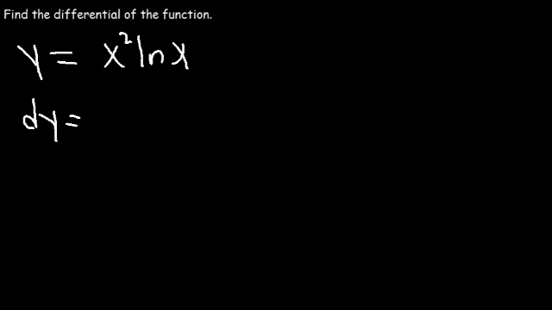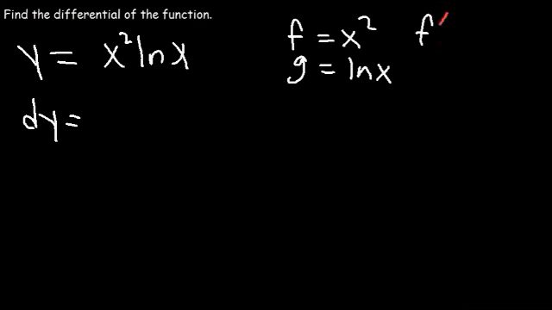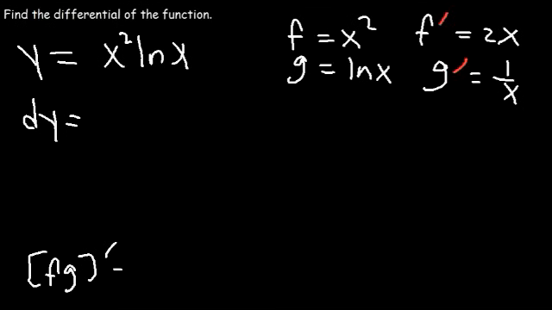Let's try another example. So let's say y is equal to x squared ln x. Go ahead and find the differential. So the derivative of y is 1 times dy, which is simply dy. On the right side, we need to use the product rule. So f is x squared, g is going to be ln x, f prime is the derivative of x squared, which is 2x, and g prime, which is the derivative of ln x, that's 1 over x. So whenever you need to use the product rule, it's going to be f prime g plus f g prime.